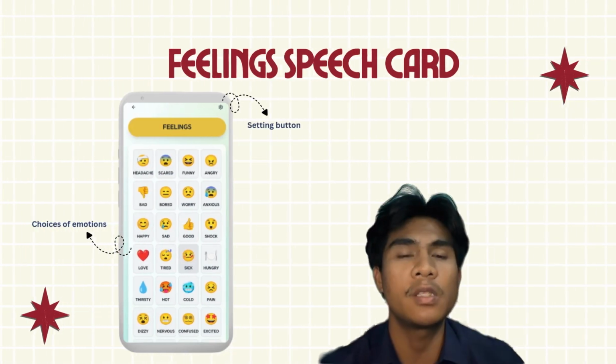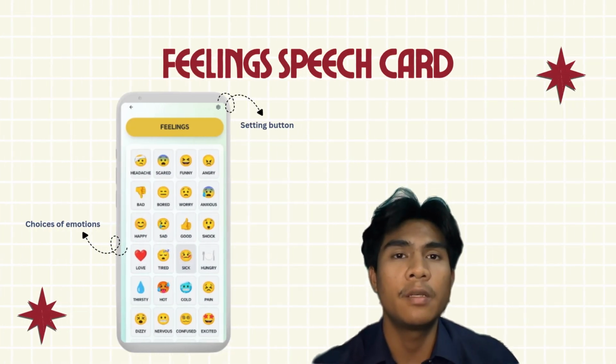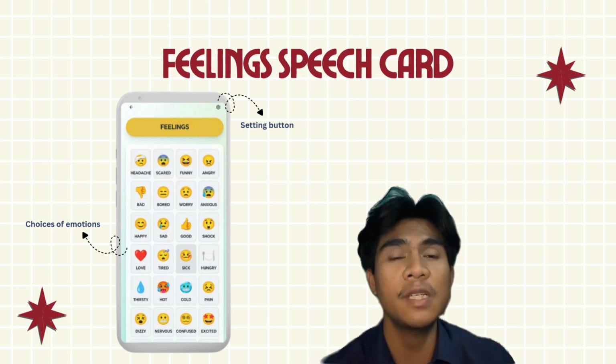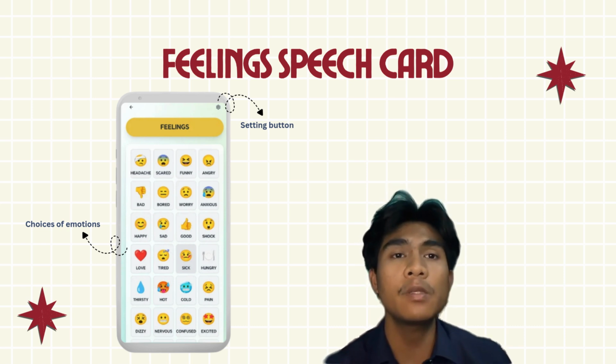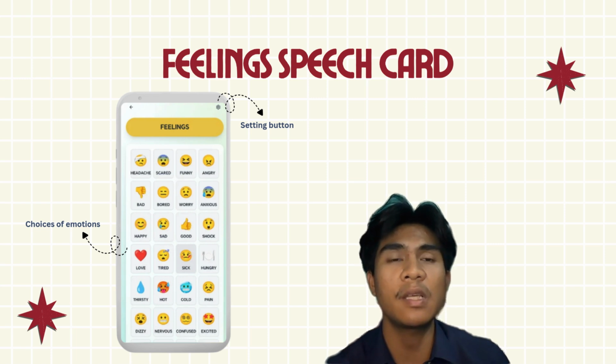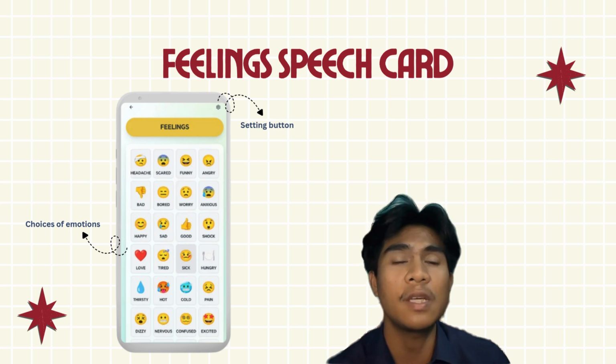Now I am going to explain the feelings page card. This page contains different feelings cards that represent emotions and physical conditions. Examples of feelings included are happy, sad, angry, scared, bored, anxious, worried, love, good, bad, shock, and headache. The purpose of this page is to help users easily express how they feel without needing to speak or type. By simply tapping on a feeling card, the user can communicate their emotional or physical state.